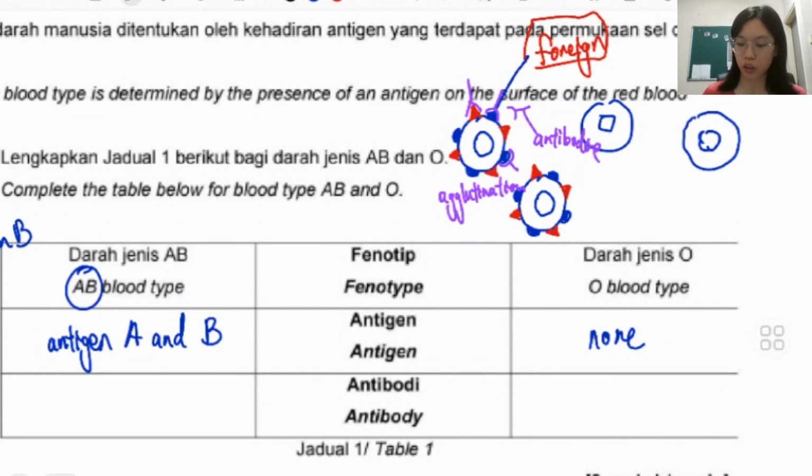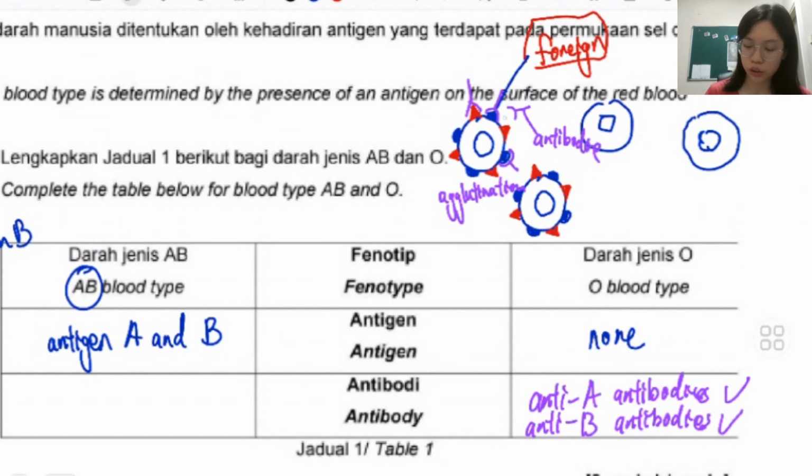These antibodies are called... I don't want antigen A, so it's called anti-A antibodies. And then there's antigen B. They don't like the antigen B, so there will be antibodies against antigen B. So it's called anti-B antibodies. So they have anti-A antibodies and anti-B antibodies to bind with the antigen A and B to agglutinate them.